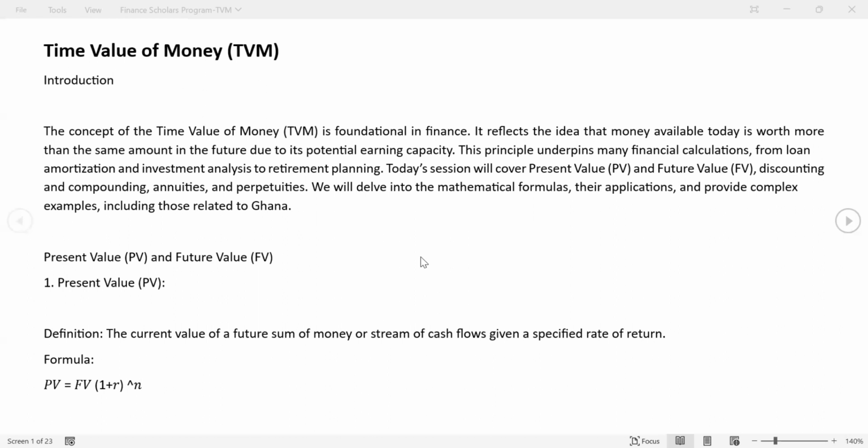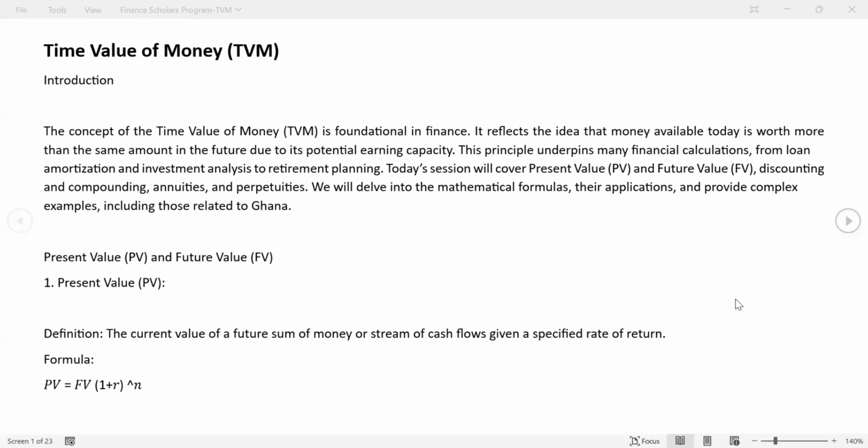The formula for present value is: present value is equal to the future value divided by 1 plus r raised to the power n. Okay, so present value is equal to the future value over 1 plus r to the power n. That's the formula for present value.